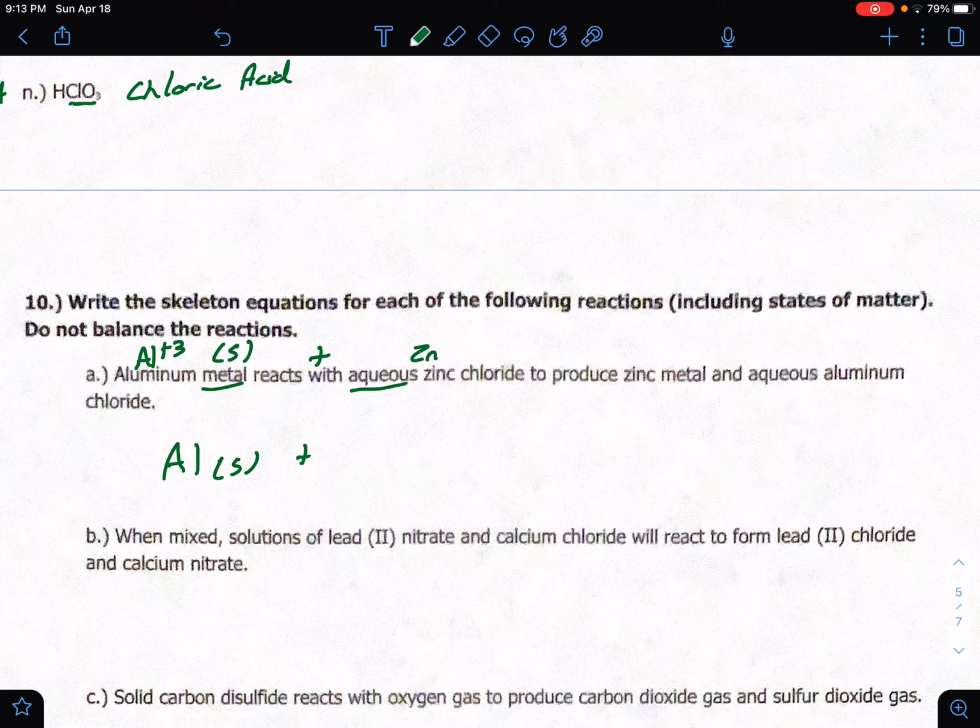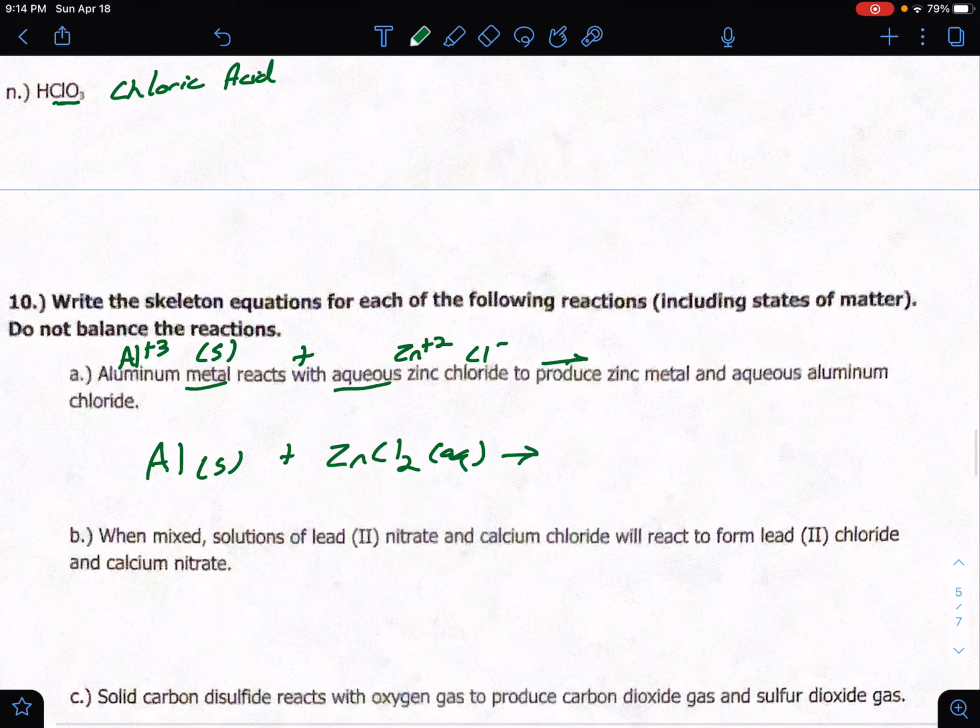So zinc has a charge of +2, chlorine has a charge of -1, so these are not balanced, so you need a crisscross. So my correct formula for that would be ZnCl2, and that was aqueous. Okay, produce, so that means I'm going to draw my arrow. Zinc metal. So now zinc is off by itself, so it looks like this was a single replacement. And metal means a solid.